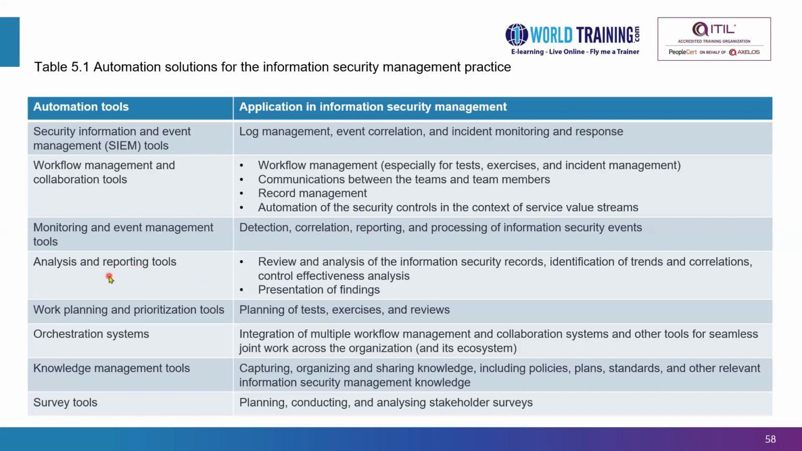Then we have the analysis and reporting tools. Particularly watch out for the words analysis and also reporting. So whenever there has to be some kind of review and analysis of various information security records in order to identify certain trends, correlate between them, or to analyze the effectiveness of various controls, and also to present the findings from the analysis, because it also includes reporting there, then the analysis and reporting tools may be used. Now you note that there is correlation here, but you can also do correlation through other systems as well. For example, we see the monitoring and event management tool can also help with correlation. So there is some overlap of functionality between a couple of tools there.